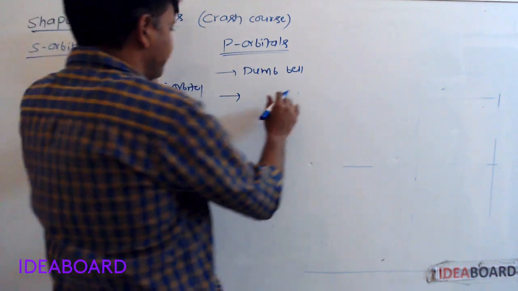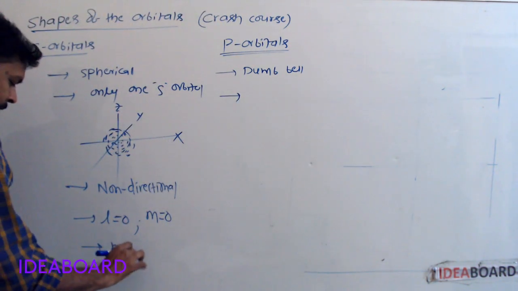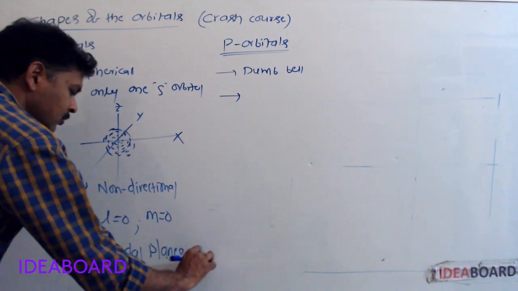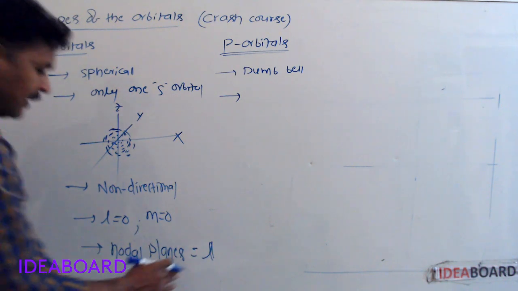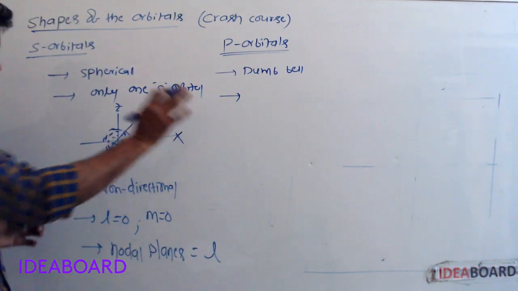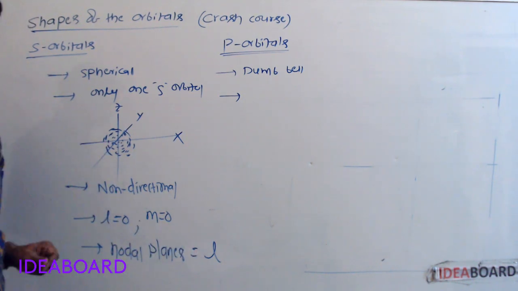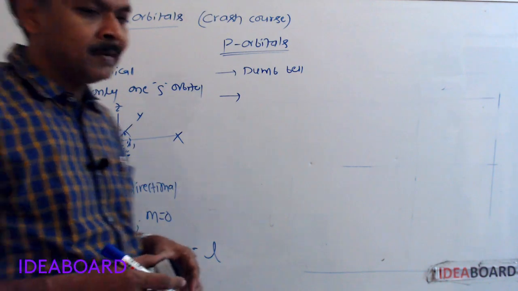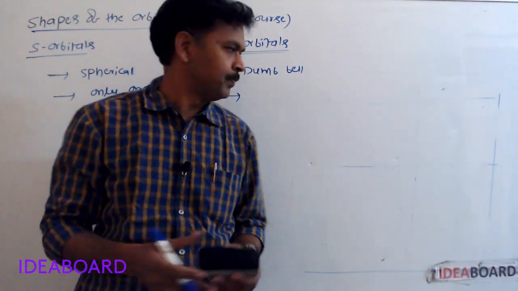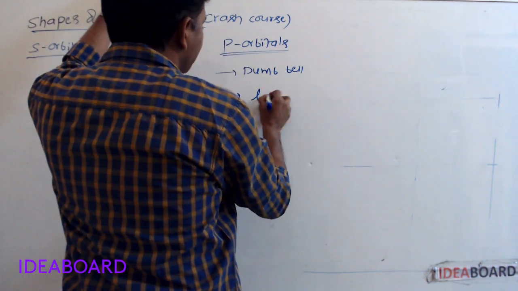So for s orbitals, the number of nodal planes is 0. For any orbital, the number of nodal planes is equal to L. Here there are no nodal planes because for s orbitals L value is 0. Nodal plane means the plane passing through the nucleus where the probability of finding of electron is 0. So for p orbitals, L is equal to 1.